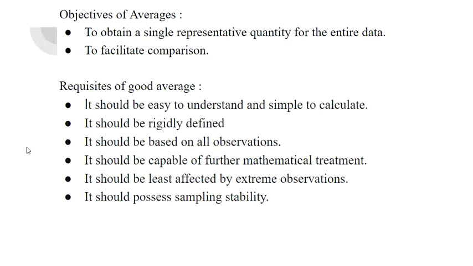Next one is it should be based on all observations. It means the average should have the impact of each and every observation. So if any one of the observations is omitted, the average itself changes.